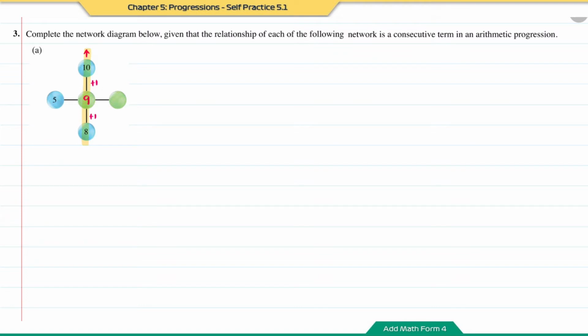Now, if you look at the horizontal sequence here from left to right, you are adding 4 to the previous term. So 5 plus 4, you get 9. As this is an arithmetic progression, we're going to repeat the same thing. So 9 plus 4, you will get the term equal to 13.